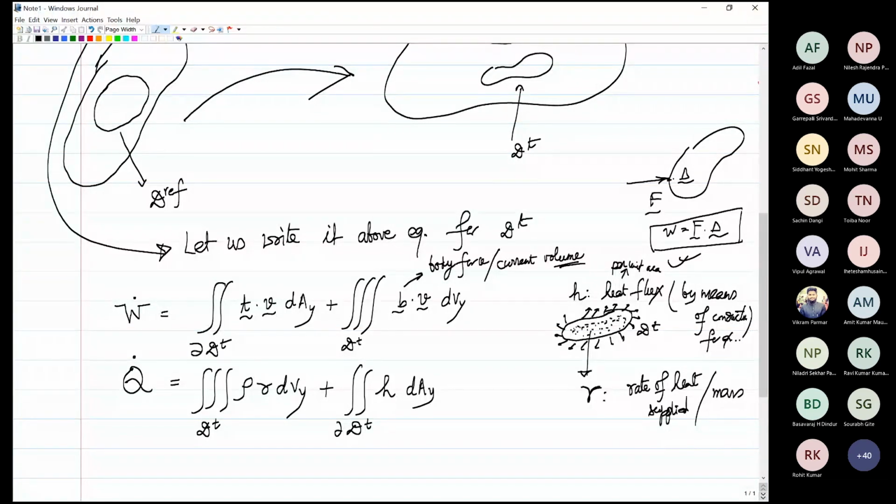Okay, and if you read the book, you will see that it induces. So this H, just like traction, T is sigma times N, that comes from the tetrahedron argument. This H can also be thought of as a heat flux vector q dot with N. Okay, where N is the outward normal to dt.